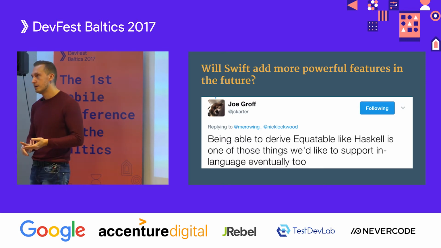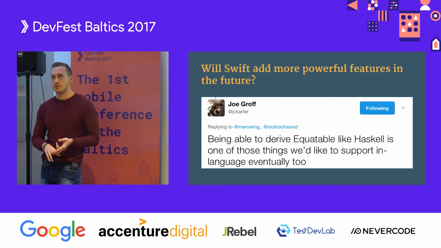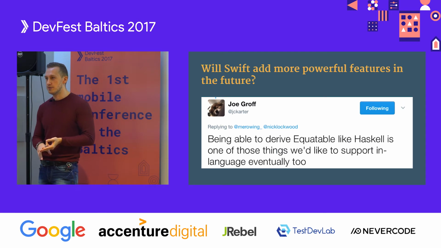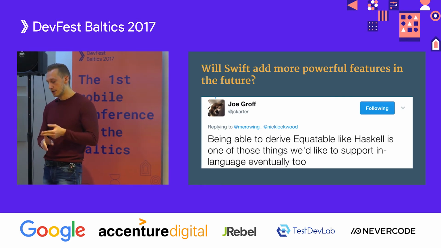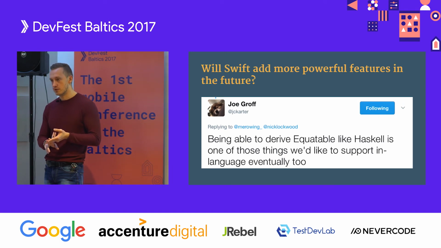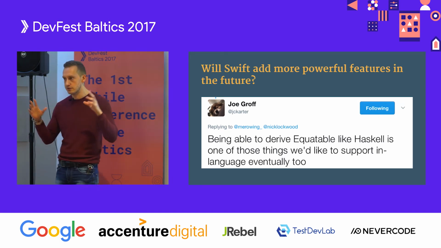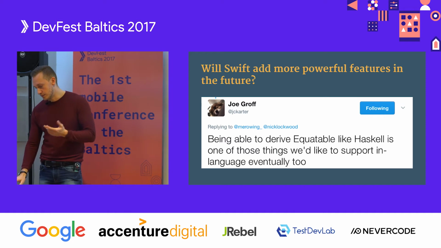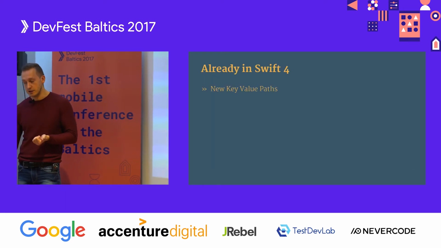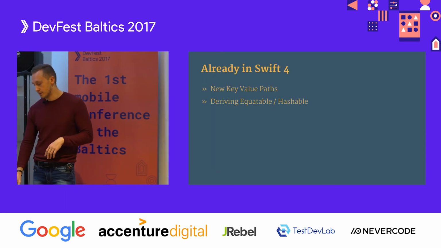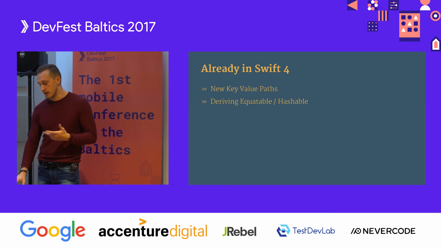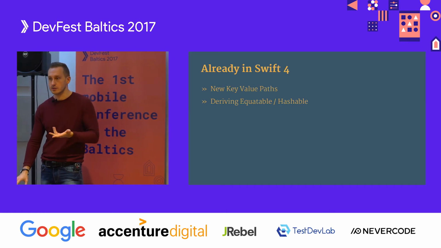So we already have equality and hashing for most types. I don't think they finished all the implementation. They had it for structures, and I think recently they did something for enumerations, but I'm not sure if it's 100% done. So some of those features are landing. We have new key value paths, which is useful, and we have deriving equality and hashability, also Codable, right?